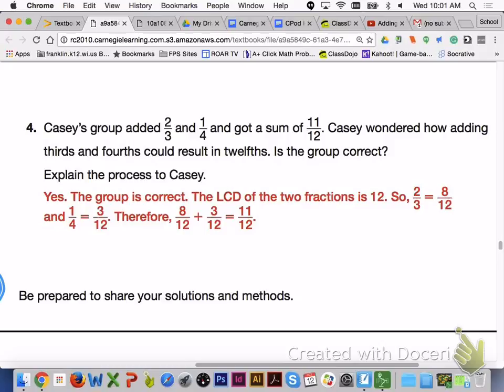For number 4, yes, the group is correct. The LCD of the two fractions is 12. 2/3 is equal to 8/12, and 1/4 is equal to 3/12. So therefore, 8/12 plus 3/12 is equal to 11/12.